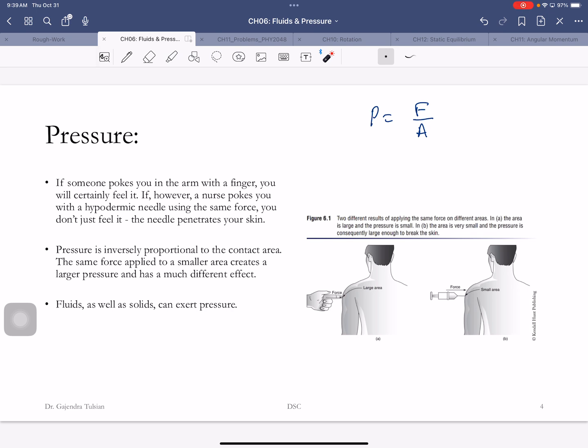Now, fluids and solids can exert pressure. Fluids, what is a fluid? Air is a fluid, blood is a fluid, water is a fluid, and all that. So here's the thing about pressure. No matter what the shape of the sheet of paper, the pressure is always perpendicular to the surface, so the force will always be perpendicular to the surface.